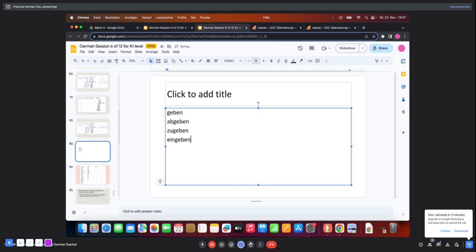eingeben. What does eingeben mean? So again, these are Trennbare. If you use them, you will have to say it like this: ich gebe zu. Again, you can have ich gebe the equipment ab. What is eingeben, guys? Quickly.